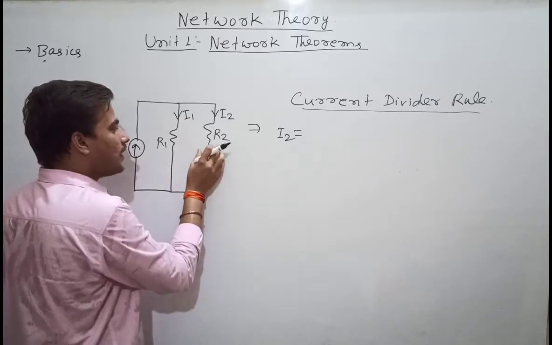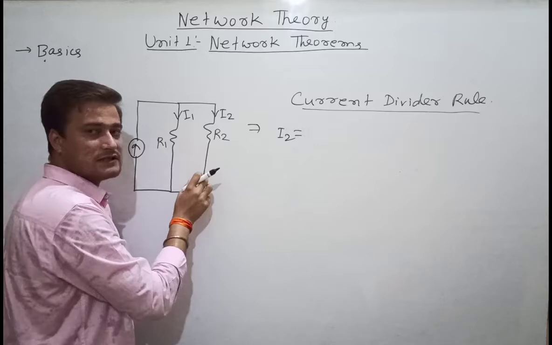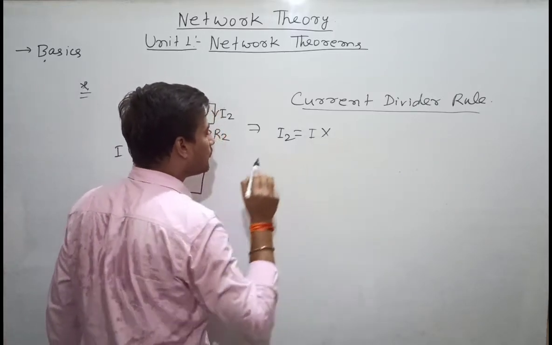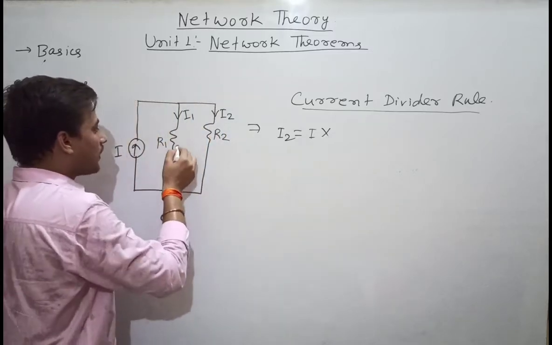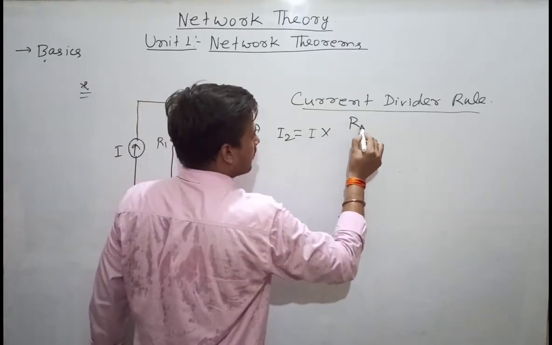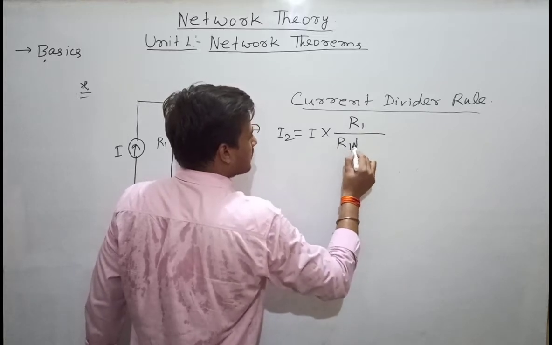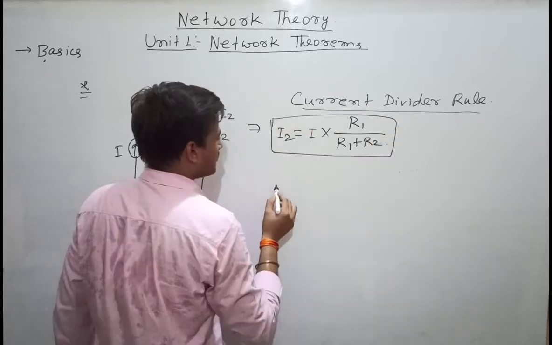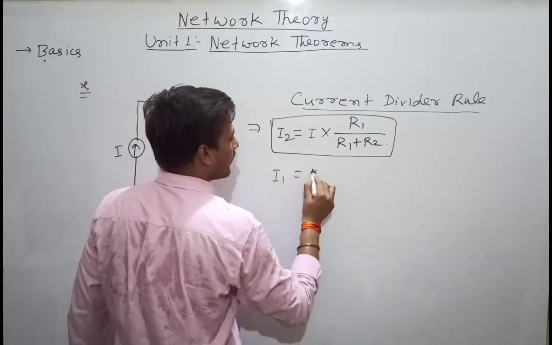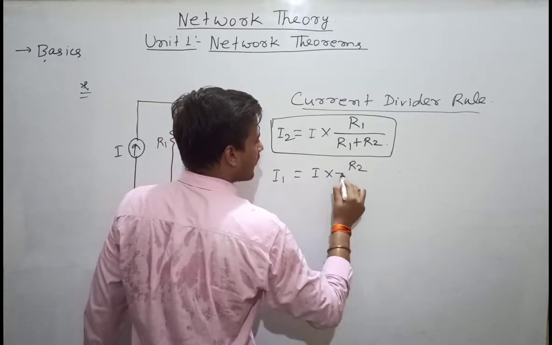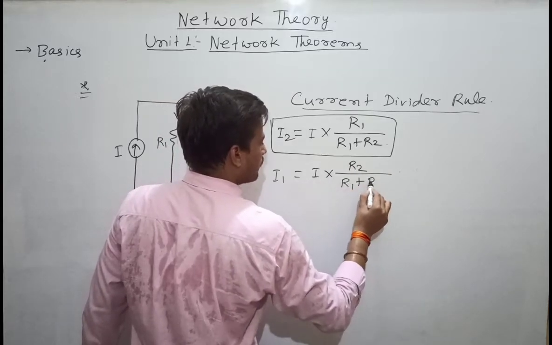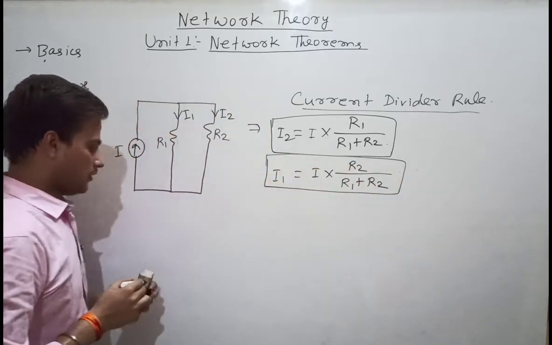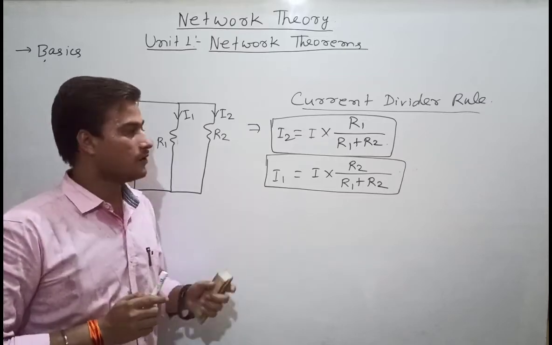So here, if you have to find the current I2, that means the current flowing through resistance R2, you will write I2 equal to I, the total current, into, at the numerator, R1 divided by R1 plus R2. Similarly, if you have to write I1, you will write I into R2 divided by R1 plus R2. Clear? So this is the current divider rule.